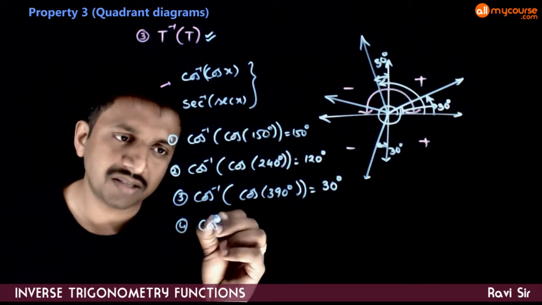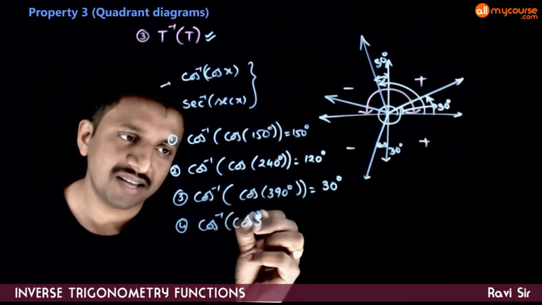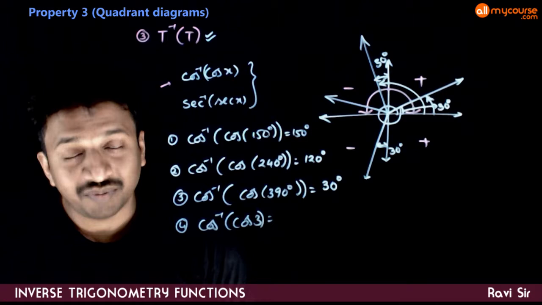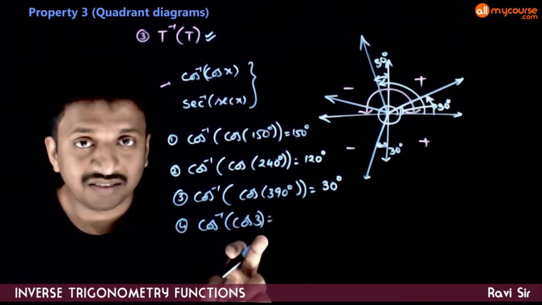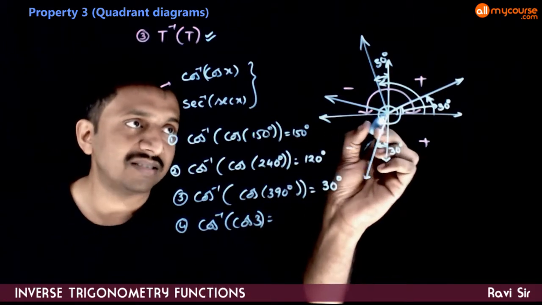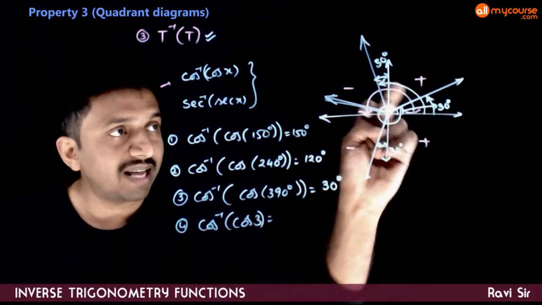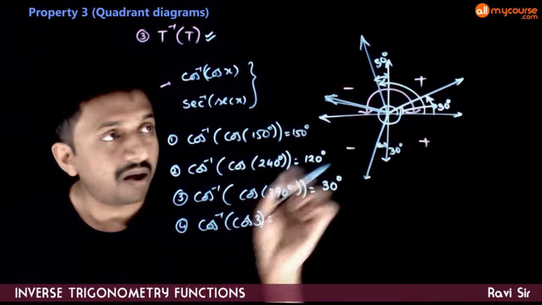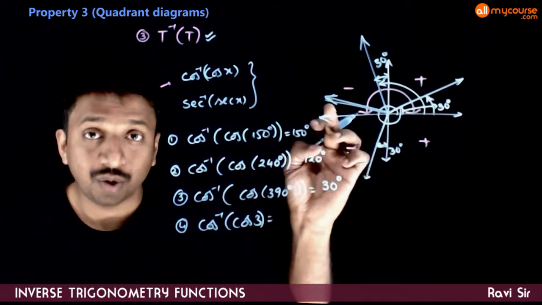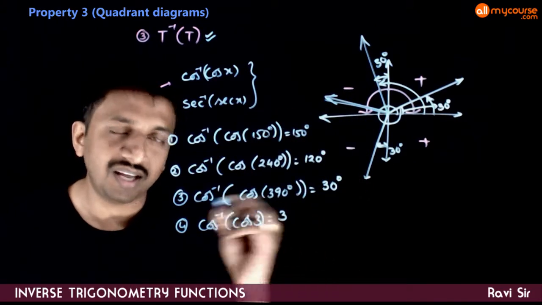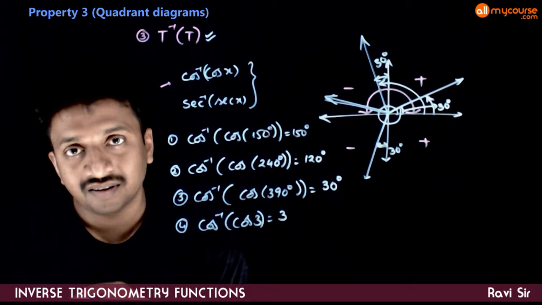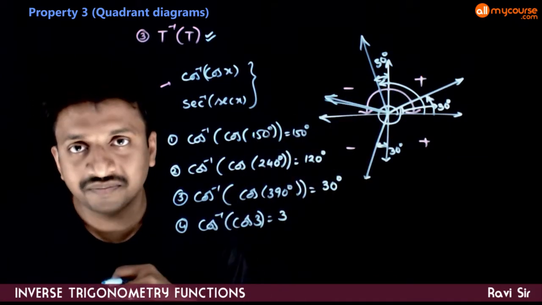So what is cos inverse of cos 3? As we have seen in the previous example, 3 radians lies in the second quadrant, but this time the second quadrant lies in the range of cos inverse, hence you don't need to do anything. So 3 is the answer now. Don't need to reflect it or anything.